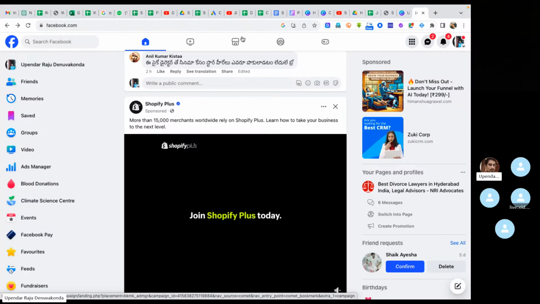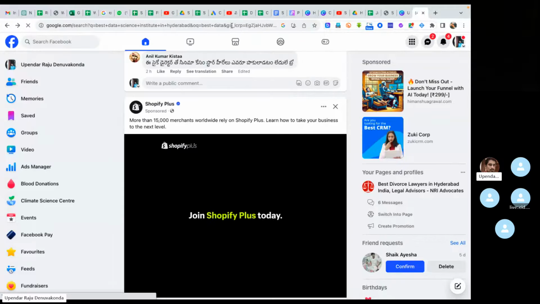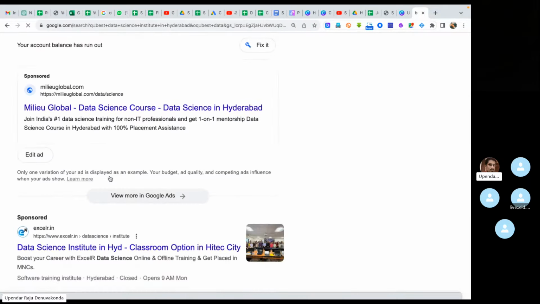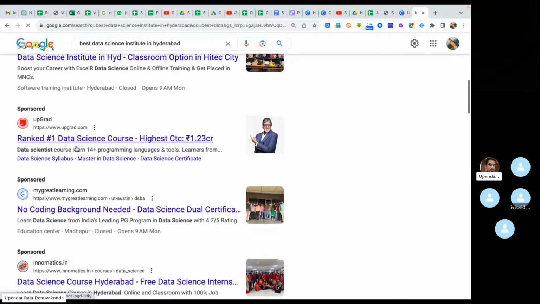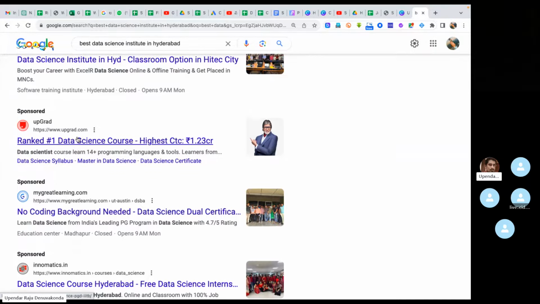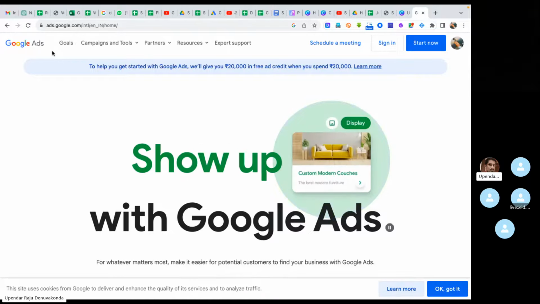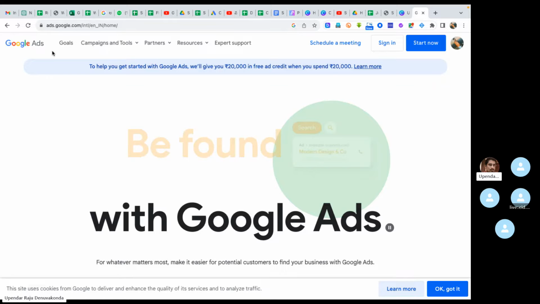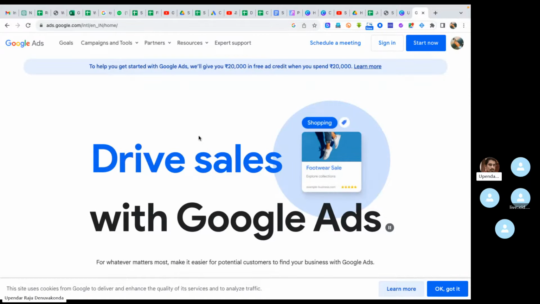Let me show you an example of that. So I'm looking for the best data science institute in Hyderabad. You can see the sponsored results. These are called Google Ads. So let's say you would like to create these kinds of Google Ads to get more website traffic, and from more website traffic, more leads and sales. Where do you have to go? You have to go to ads.google.com. So by using Google Ads, you can create sponsored ads on Google platforms, including YouTube. This is what we call search engine marketing, and it is also called Google Ads.